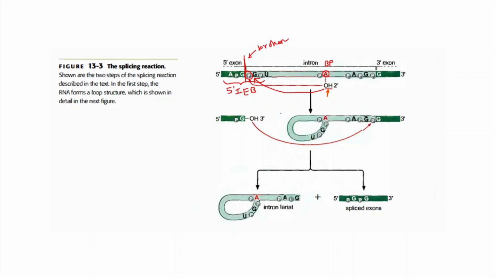So what happens after this phosphodiester bond is broken? This portion of the exon is removed. As you can see, this is the exon that has been removed, and the new phosphodiester bond has been formed between this 2' OH and the phosphate group. So this phosphodiester bond has been formed within the intron between the 2' OH and the attacked phosphate.